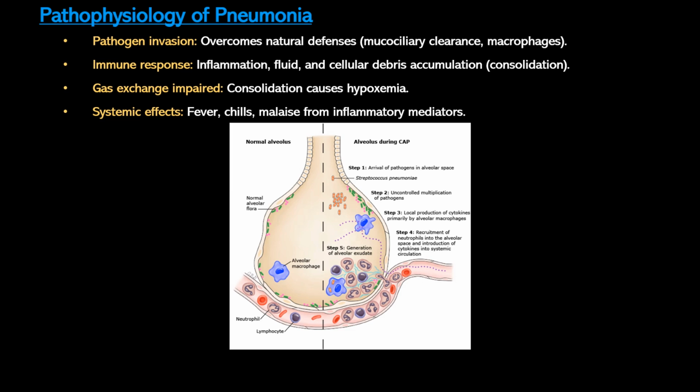The pathophysiology of pneumonia begins when pathogens invade the lower respiratory tract, bypassing the lung's natural defenses like mucociliary clearance and alveolar macrophages. This triggers an immune response, leading to inflammation and the accumulation of fluid, pus, and cellular debris in the alveoli, a process known as consolidation. This impairs gas exchange, causing hypoxemia. Systemic symptoms such as fevers, chills, and malaise result from the release of inflammatory mediators during the infection.